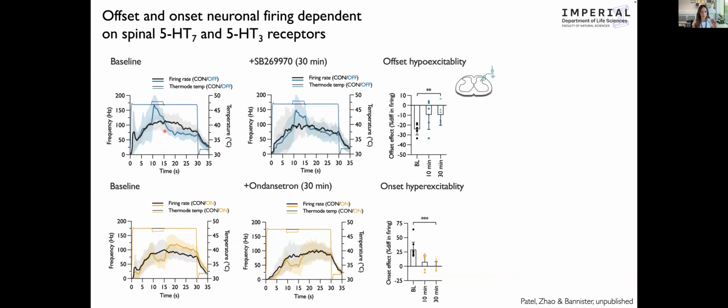If we antagonize 5-HT7 receptors, we no longer see that decrease in spinal neuronal firing that we observed on stimulus offset in our animals. Whereas if we antagonize the facilitatory 5-HT3 receptor with ondansetron, we lose that exaggerated increase in spinal neuronal firing upon stimulus onset that accompanies the paradigm. So this is a little bit of a watch-this-space in terms of what's coming next.